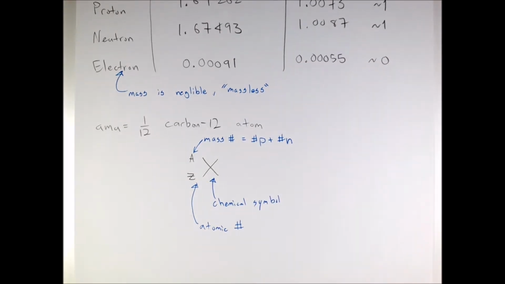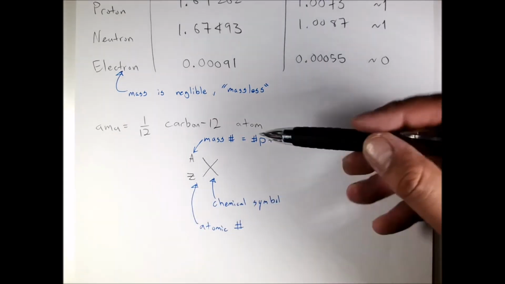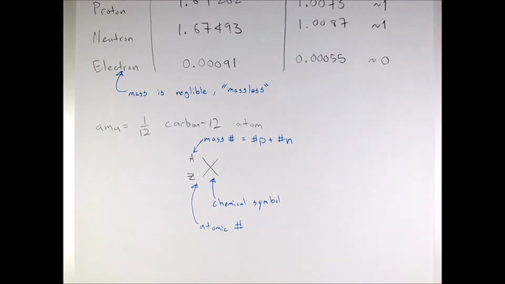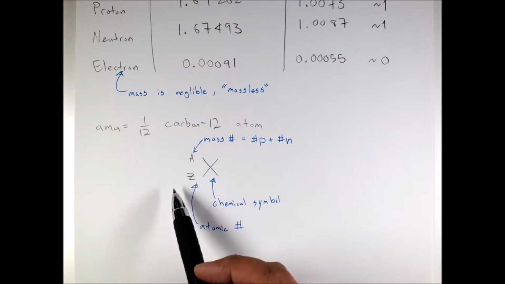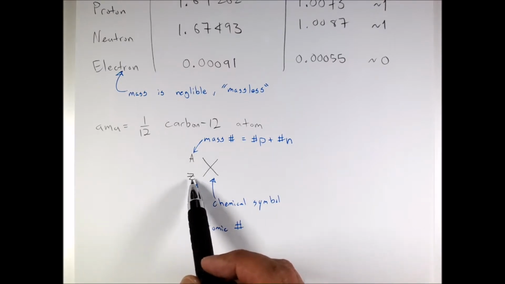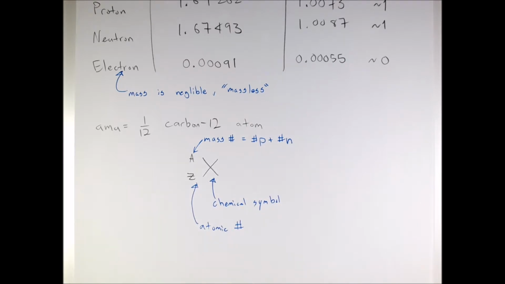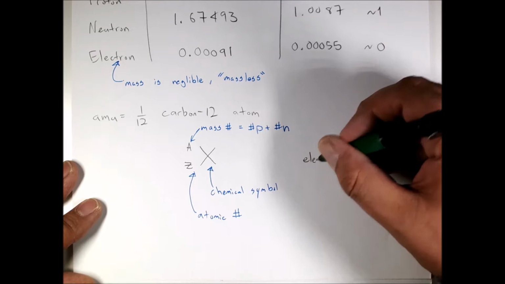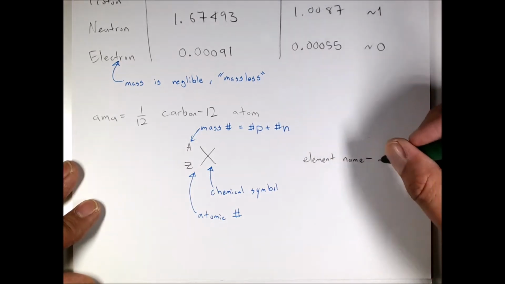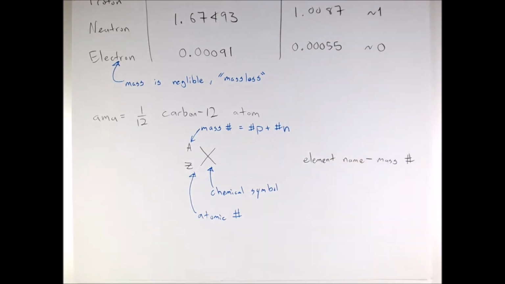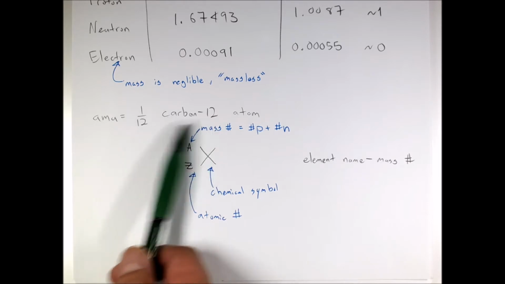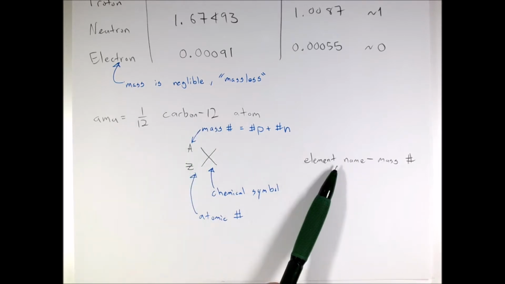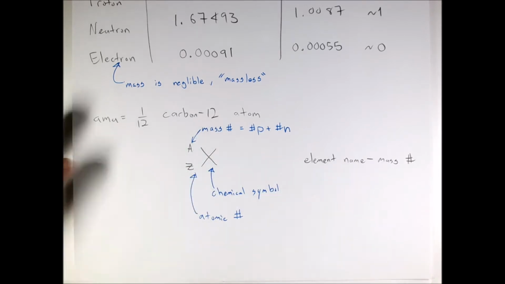Oftentimes when you see these symbols, people will drop the Z off, because we can figure out what Z was just by looking at the symbol, right? So I know that carbon, the number on all the different versions of carbon are going to be a 6 here, so I don't typically write those. Alright, another way to express these is the element name, dash, mass number. So that was the way that I did the carbon-12 up here. What I did: element name, dash, mass number.